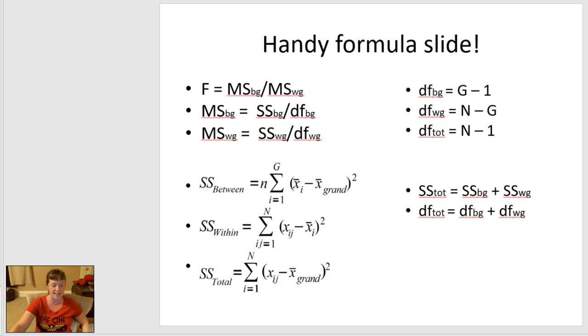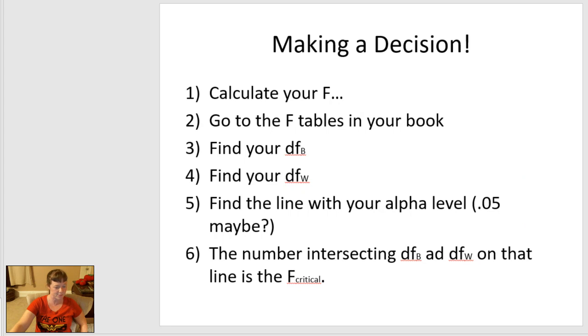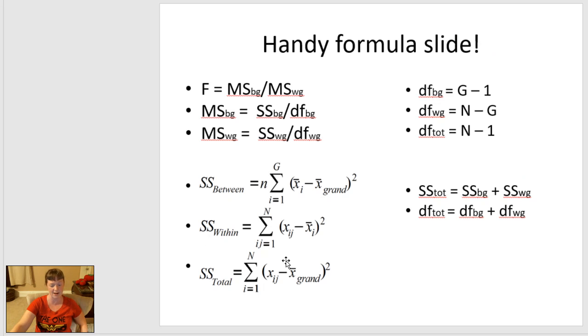Just like I did in this example here, right? Wasn't that awesome, where I was able to just fill in the numbers without actually having to calculate anything long by hand? Yeah, incomplete ANOVA tables might be in your future, right? So this is just a handy formula slide to remind you of all the things you need to know in order to do an ANOVA.